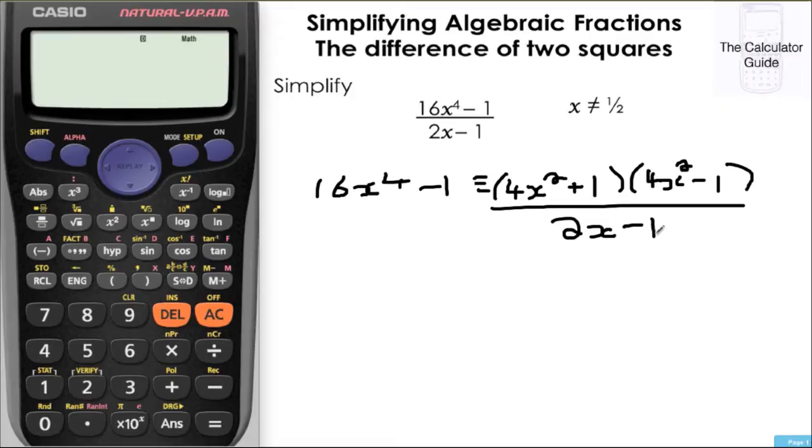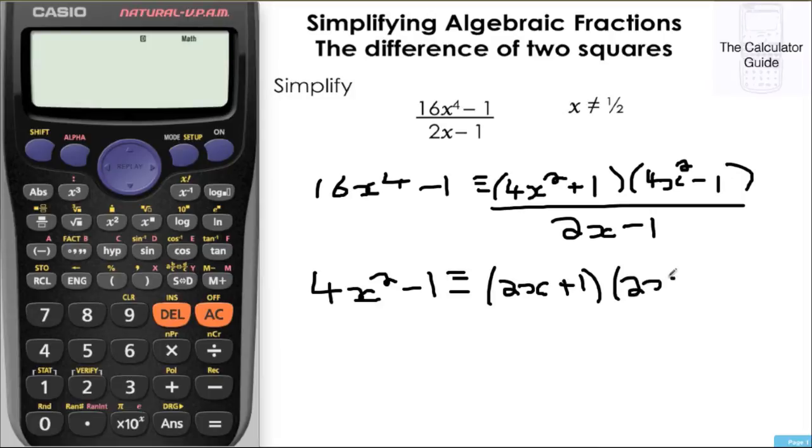Now at this stage it hasn't really helped us to simplify it very much. But if I have a look at the second bracket here, 4x squared minus 1, I can see I've got another situation where I have the difference of two squares. So I'm going to factorise this second bracket once more. And here we go, we've got two brackets, the same first two terms, 2x times 2x gives us the 4x squared, different signs in the middle, and then the same final term. We've got plus 1 times minus 1, which will give us the minus 1.